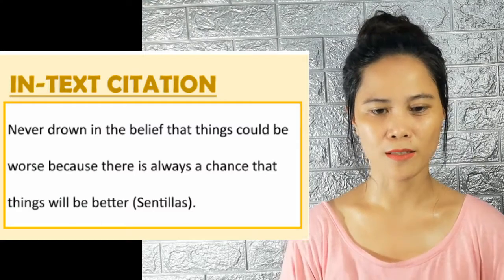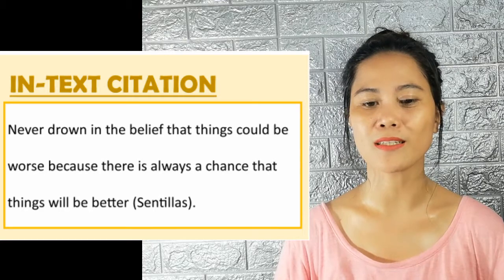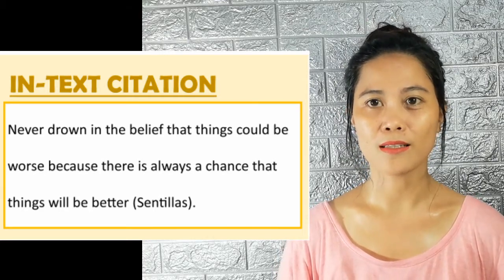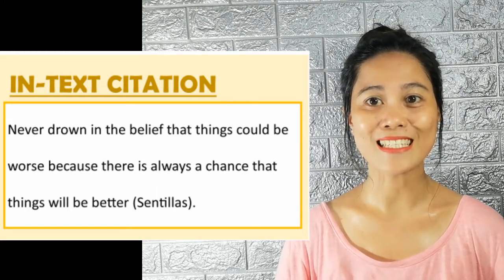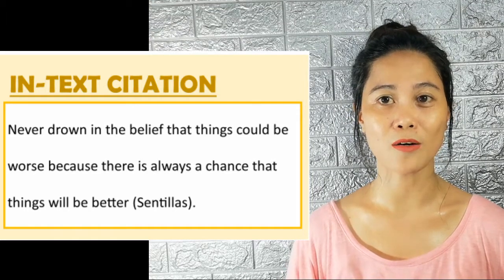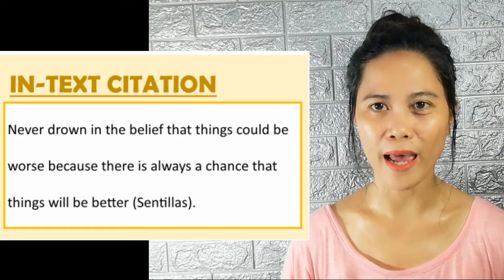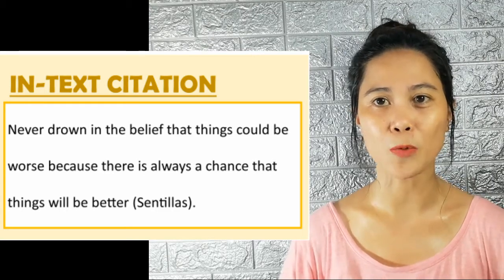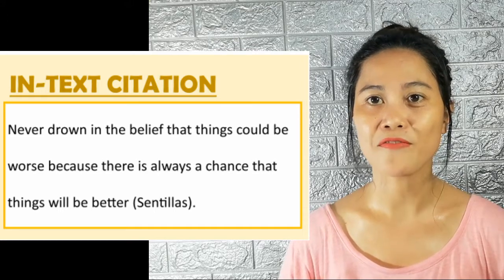In-text citation. So it says here, never drown in the belief that things could be worse because there's always a chance that things will be better. Then you see the name enclosed in the parentheses, Centilius. That means Centilius is the author. If you remember in APA, this goes with the year of publication. That is APA. This one is MLA. In the Modern Language Association format, there is no need for the year of publication. All you need is the name of the author, the family name.